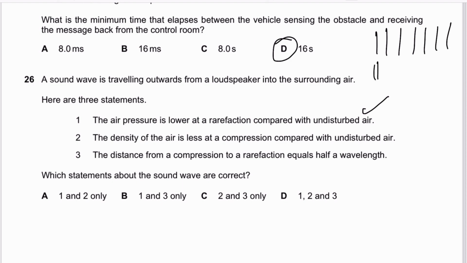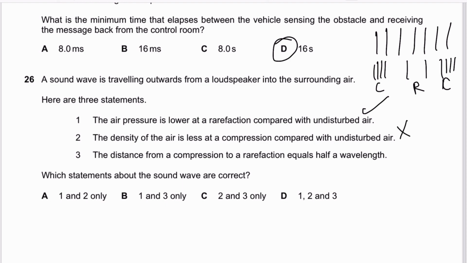Now this is a sound wave. This is compression, this is rarefaction. Now you can see that the air pressure at the rarefaction is lower than the air pressure compared with undisturbed air, not normal air. 2. The density of the air is less at compression compared with undisturbed air. Honestly, this is not true, because I have drawn here to show you that compression has more compression or more pressure than normal air or undisturbed air. So this is not true.